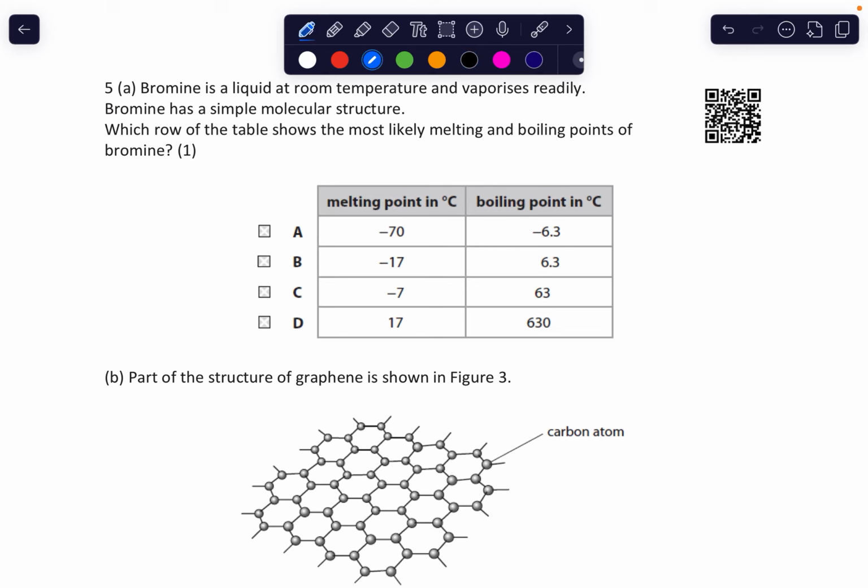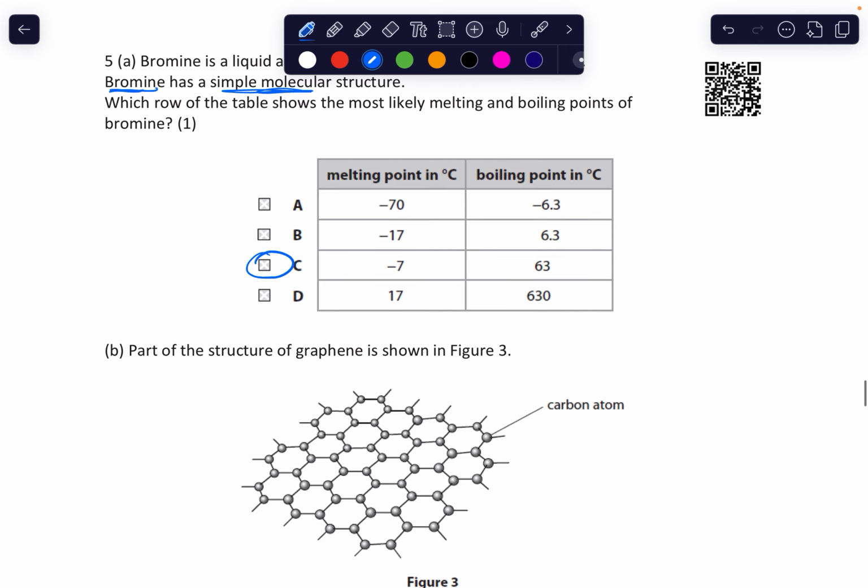So we have got to work out which shows the melting and boiling point of bromine. Bromine, it tells us, is a simple molecular structure, and that should then make you remember through your core knowledge that it has a low melting and boiling point. So the one that would be most appropriate in here would be this one, because we've got a low melting point, low boiling point for the halogens.